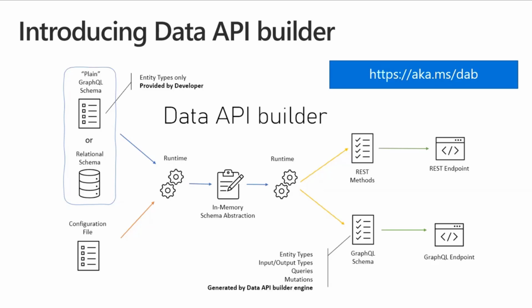Then Data API Builder starts, reads the configuration file, and reads the metadata, which is basically the relational schema from Azure SQL in our case, but we also support Postgres, MySQL, and Cosmos DB. For Cosmos DB, you need to provide a GraphQL schema because we need a schema. And then once we have all this information, we just expose the REST and the GraphQL endpoints.